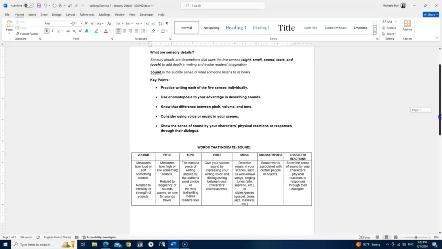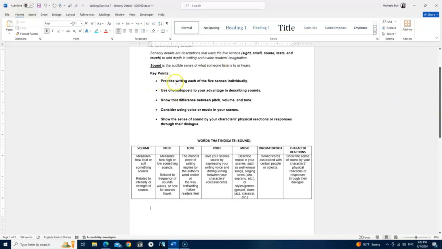I have some key points again, the first being to practice writing each of the 5 senses individually. As I mentioned in the previous videos, you can do the same thing with the sense of sound in order to strengthen that particular sense in your writing. The next key point is to use onomatopoeia to your advantage in describing sounds. The third key point is to know the difference between pitch, volume, and tone. The fourth key point is to consider using voice or music in your scenes. And finally, to show the sense of sound by your characters' physical reactions or responses through their dialogue.